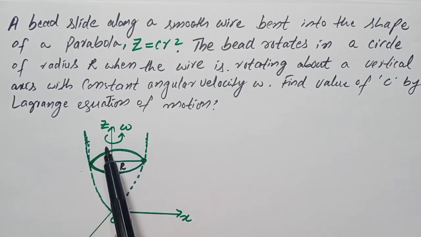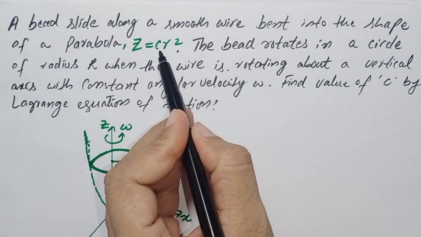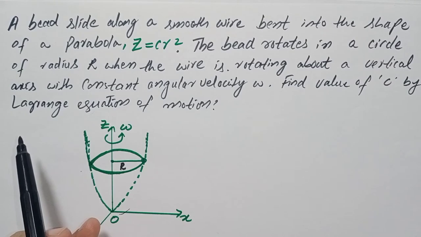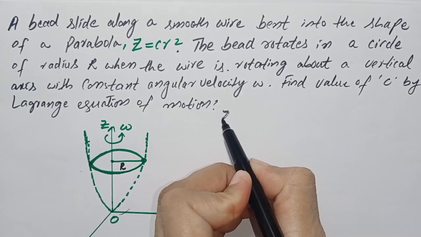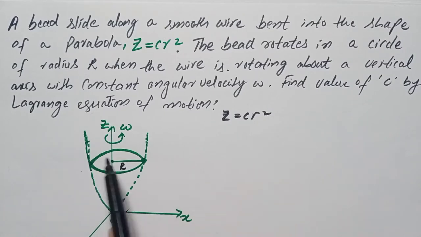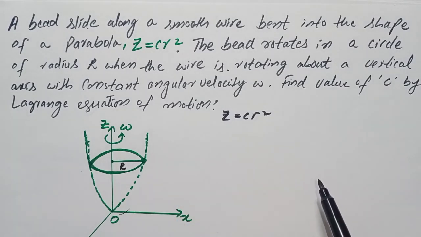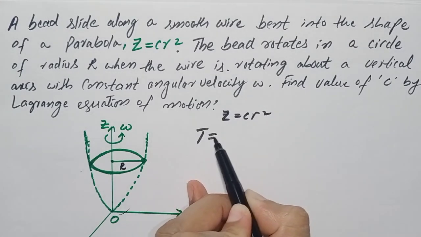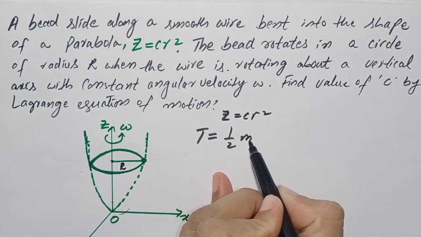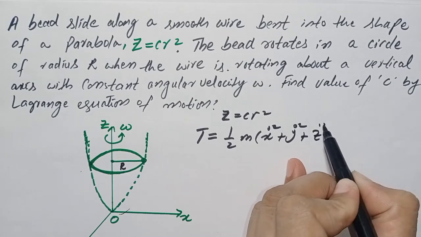velocity omega. So we need to find out the value of the constant C in this equation of the parabola through the Lagrange equation of motion. So we have z equals c r square. So we can write the kinetic energy of this bead moving in a circle. T will be equal to half m x dot square plus y dot square plus z dot square.